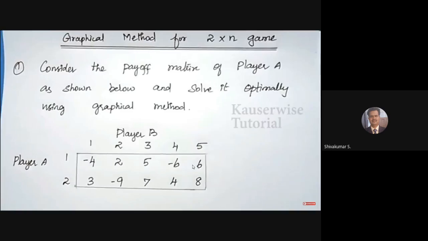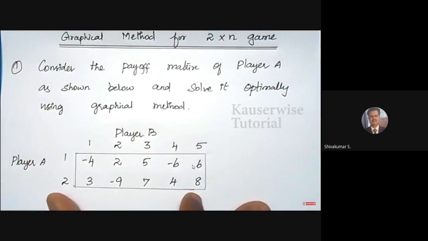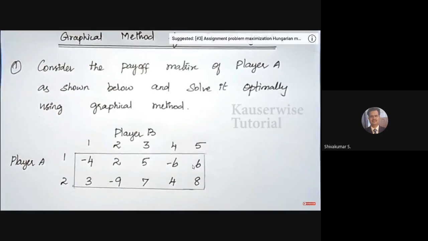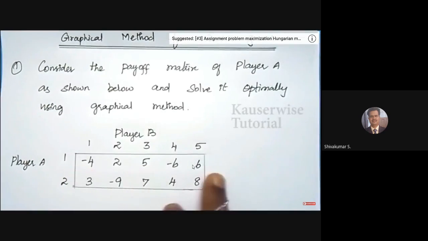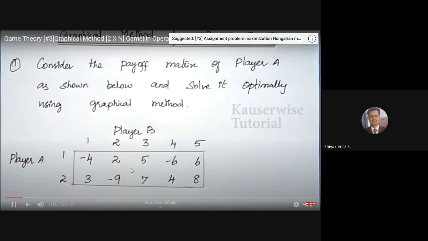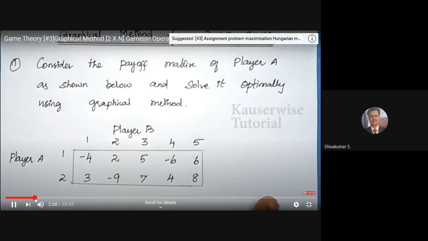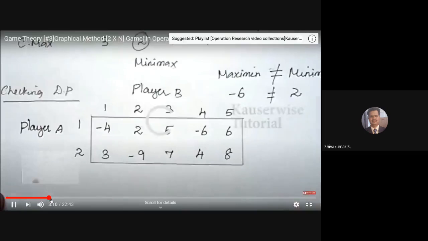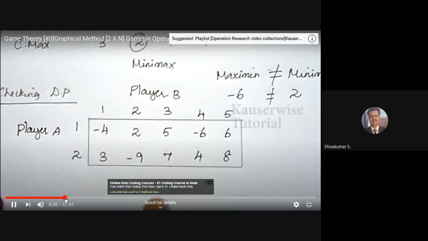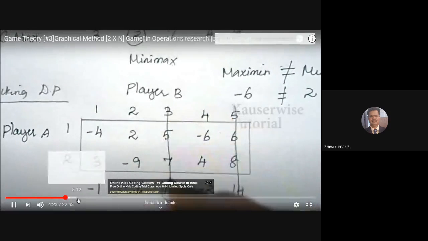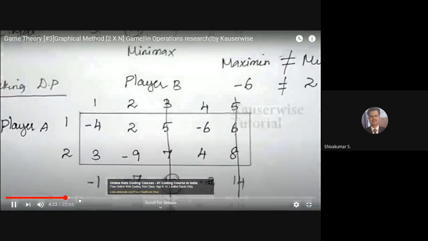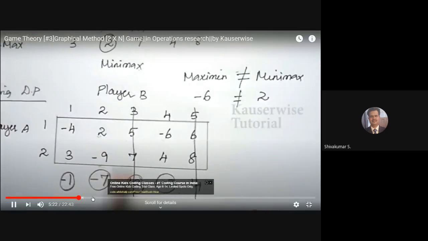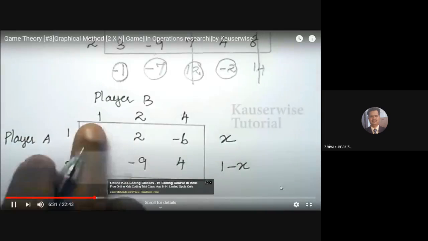Now we need to find whether the game has got a saddle point or not. For that, just find out the row minimum and column maximum and find out the minimax value. So there is no dominance for each and every alternative which B has got.